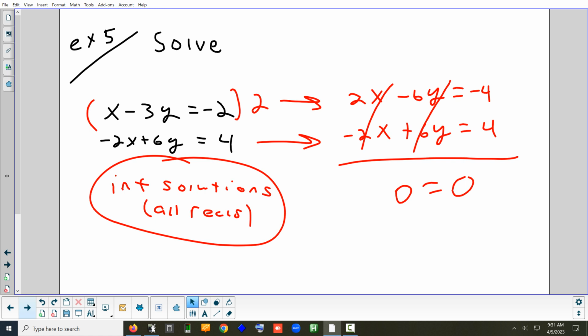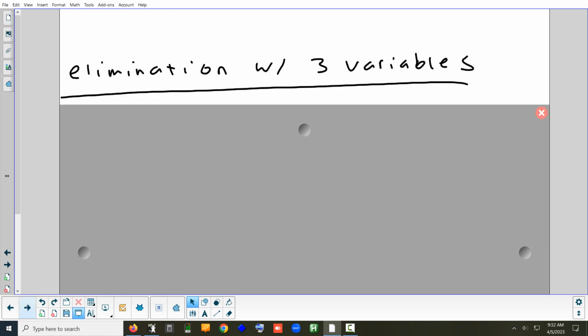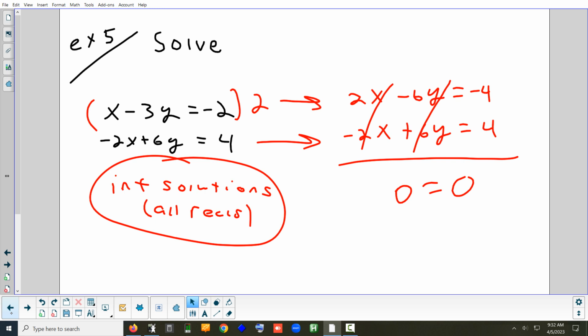Okay, so we've really covered everything that can happen with two variables. We looked at a regular case, a no solution case, an infinite solution case, and we did substitution and elimination. Any questions before we look at a three variable problem?